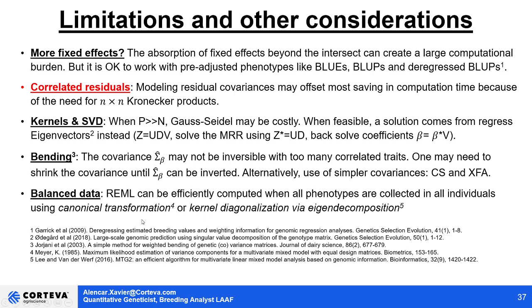And one thing that's nice to mention is that if you have up to 10 or 20 traits and your data is perfectly balanced, it is possible to get REML to be efficient as well through an approach called canonical transformation or kernel diagonalization. So there are cases where REML can be efficient as long as your data is perfectly balanced and the number of traits is not too large.